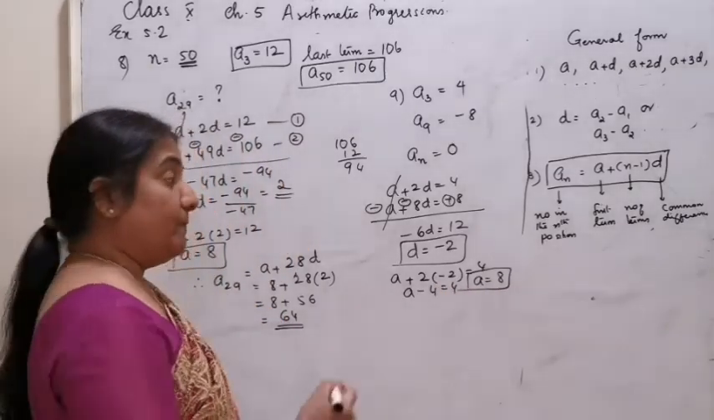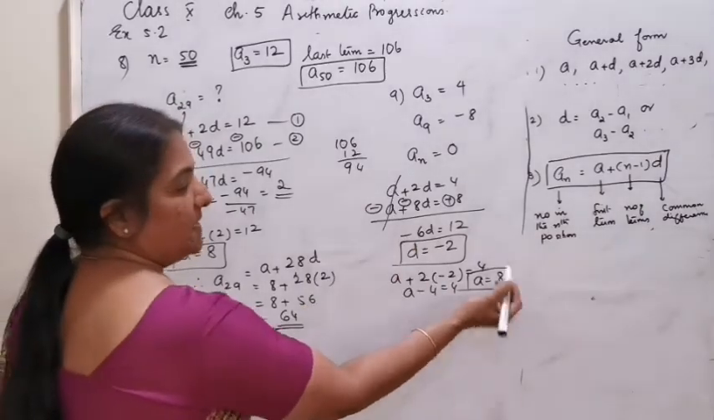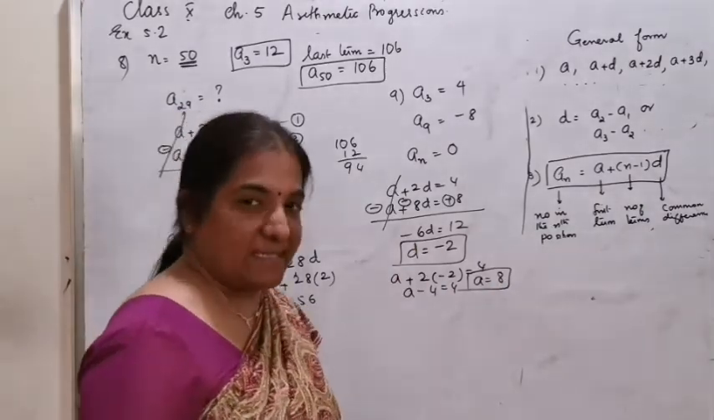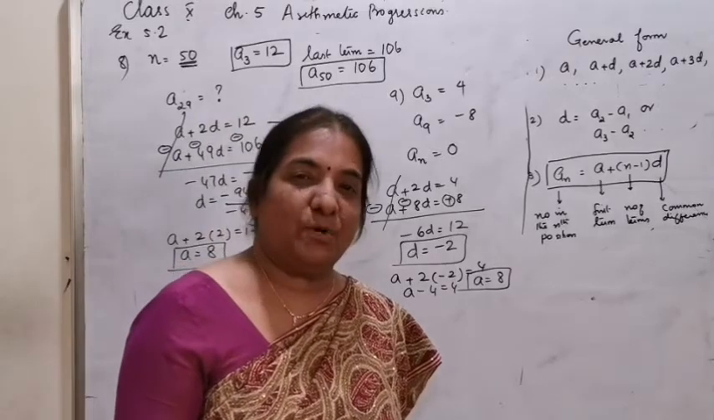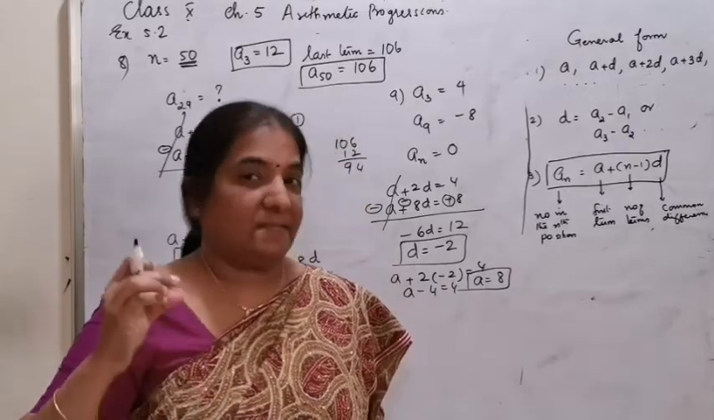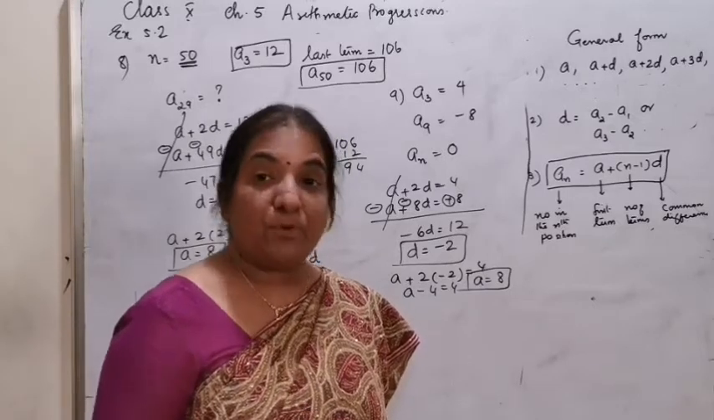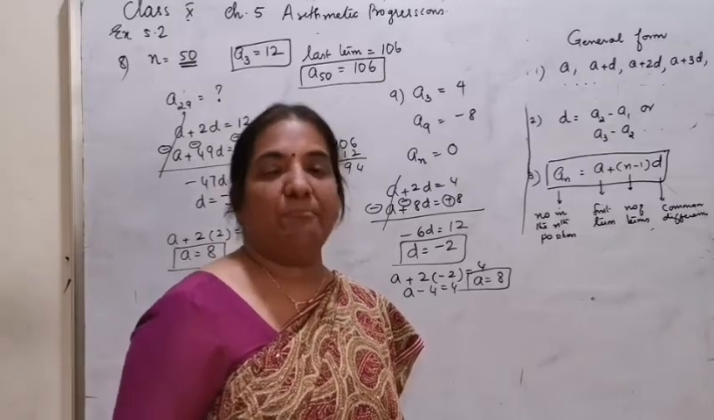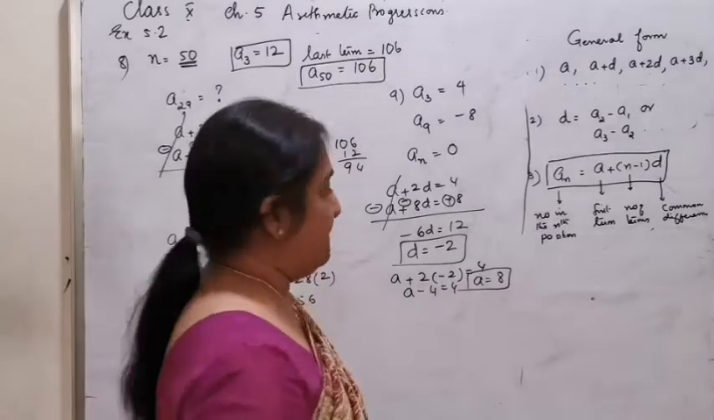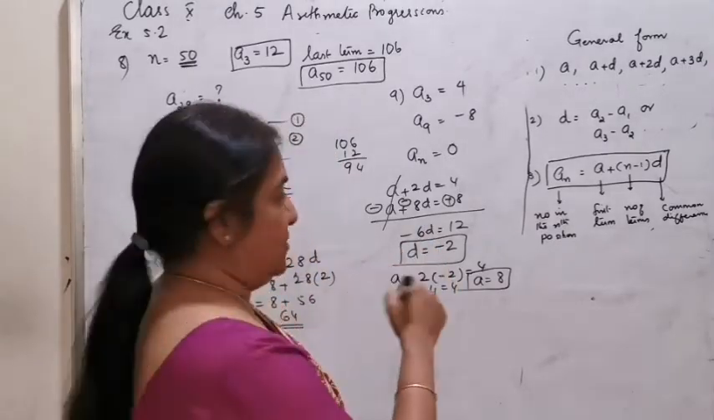They are asking you, the AP is 8, 8 plus minus 2 means what? 6, 6 plus minus 2 means what? 4. Like that the AP is there. Somewhere the term 0 will be there. What is the position, or which position represents AN as 0?